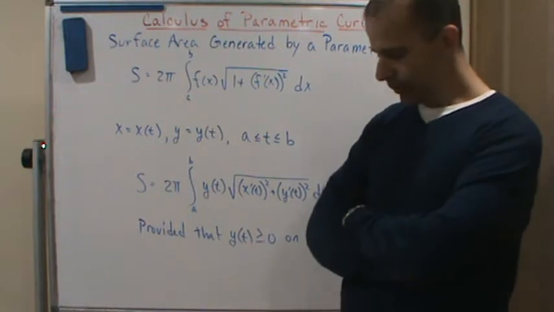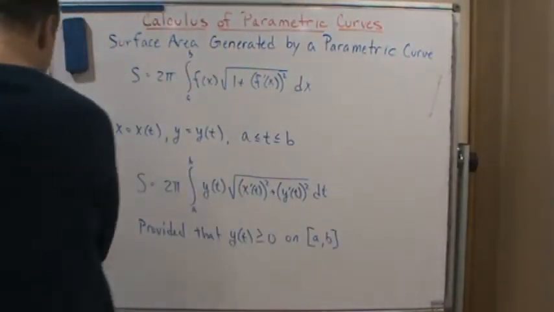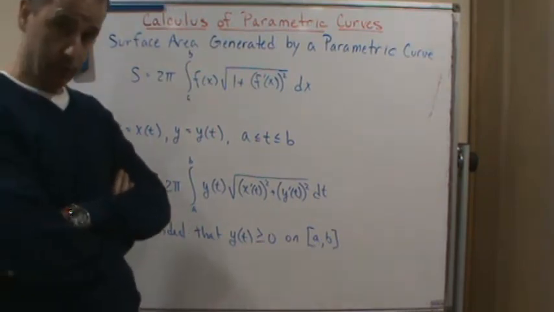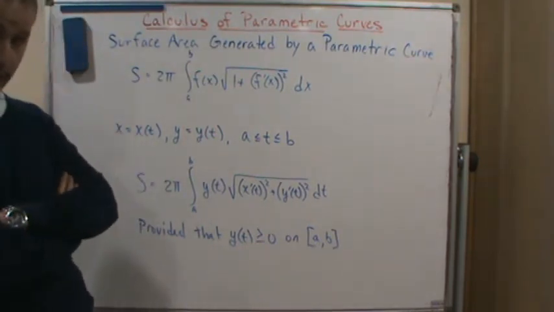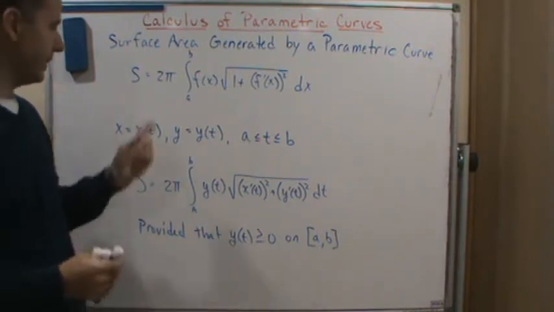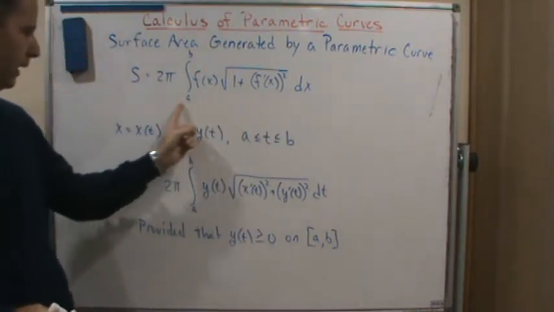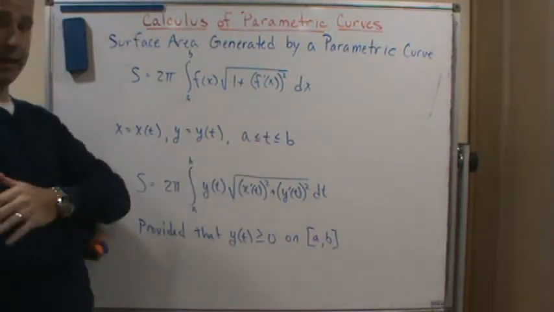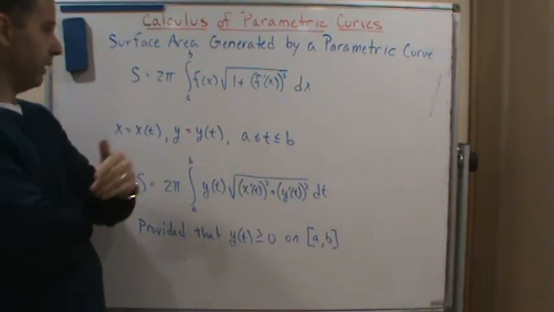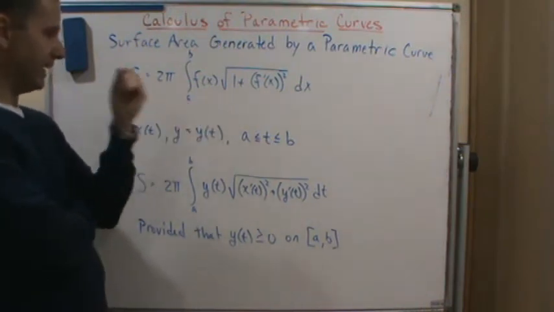And so I'm going to start with what we did last time, where we're dealing with non-parametric, where we're just dealing with regular functions, right? So in that case, we had this formula. This is what we used for finding the area of a surface of revolution, and this one is revolved around the x-axis.